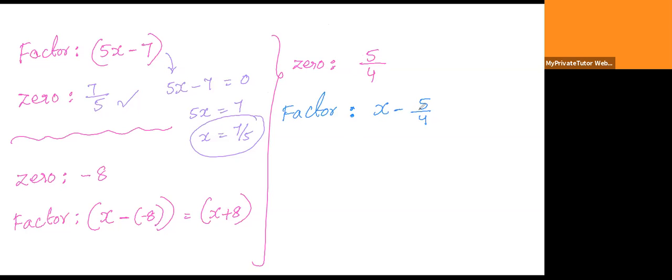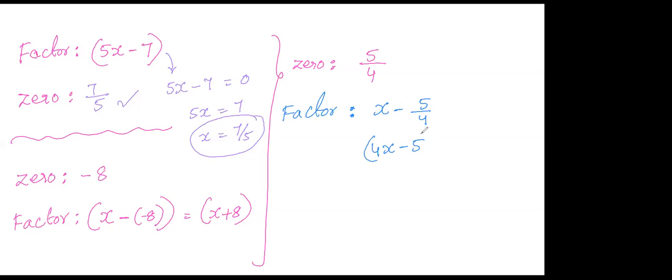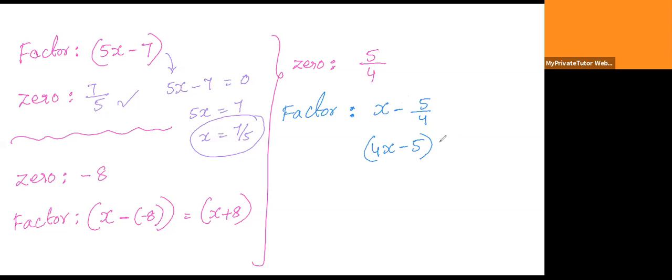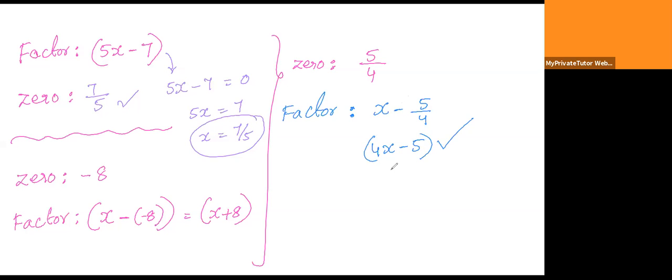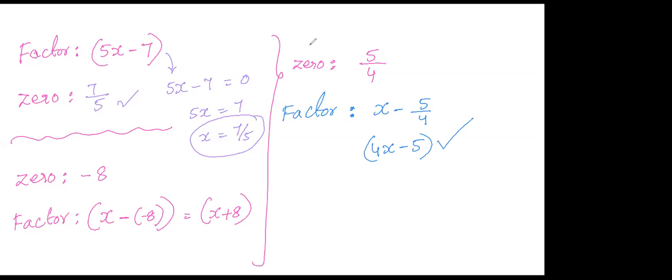But we are not supposed to keep that as a fraction, Joseph. So what we are going to do is simplify by taking the LCM: 4x minus 5 equals 0. That's it. So the factor is 4x minus 5. Joseph, do you understand that? Yes. Anna, what about you?